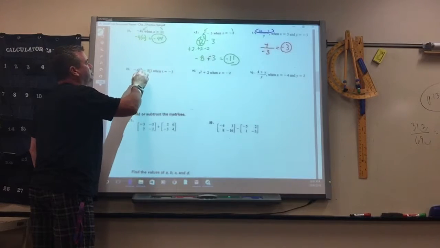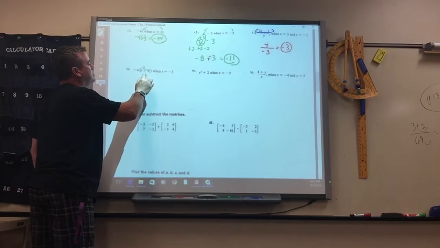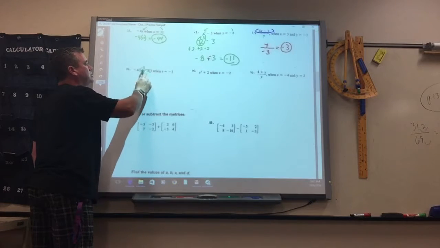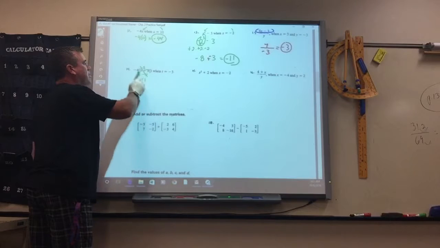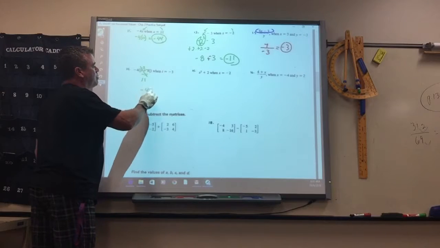Okay, here we got to put negative 3 in there. Negative 3 take away 8 is negative 11, but it's an absolute value, so that's positive 11, times negative 4 is negative 44.